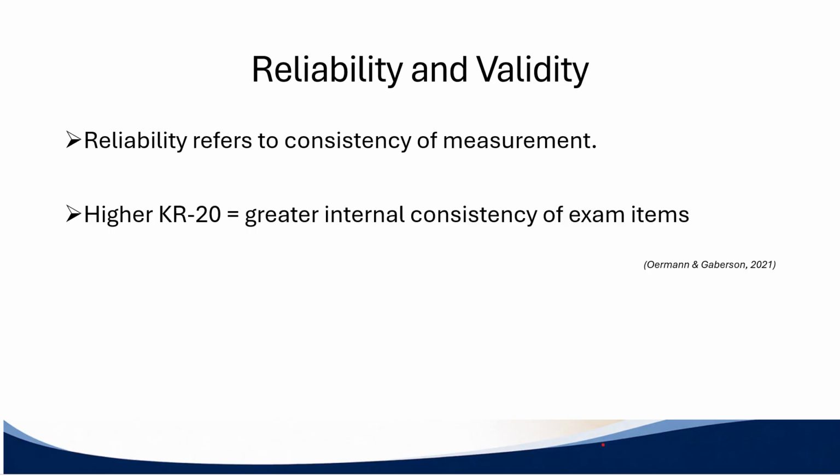Reliability and validity are closely related. KR20 gives us evidence of reliability by showing that test items are consistent. If a test is not reliable, it cannot be valid. In other words, we cannot say a test is measuring the right thing if it's not measuring consistently.